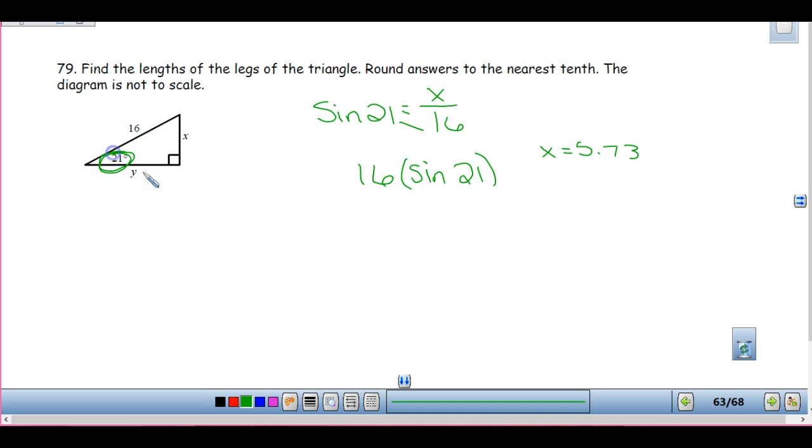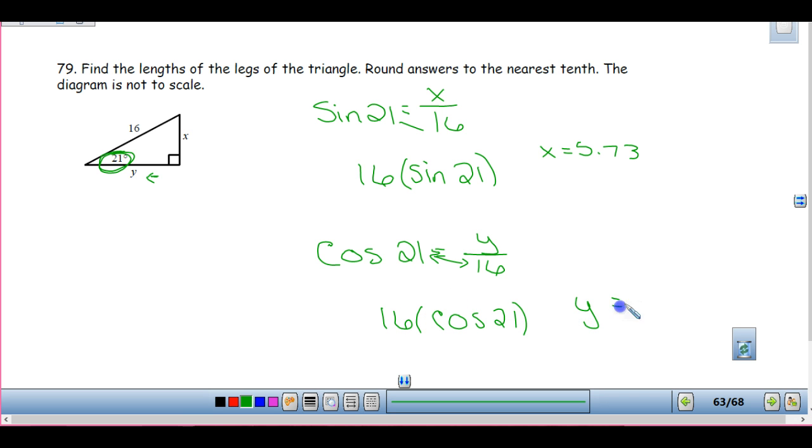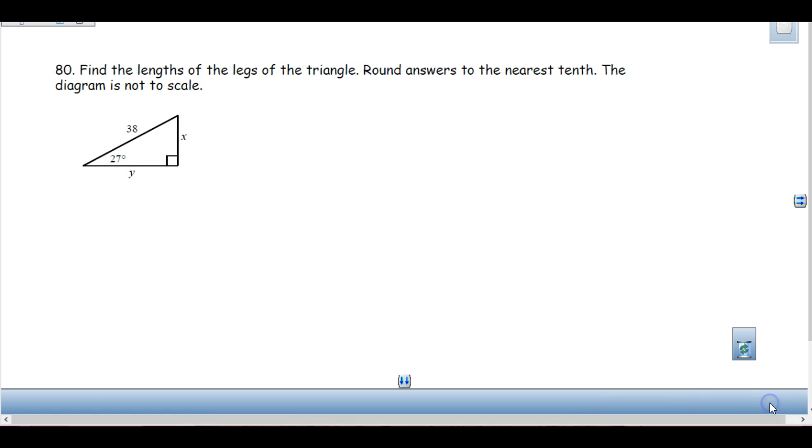We still have 21, but now y is my adjacent side. So now I have to go cosine of 21 is going to equal adjacent, which is y, over hypotenuse, still 16. So now when I cross multiply, still the same thing: 16 times cosine of 21 this time, and we end up with y equals 14.94.